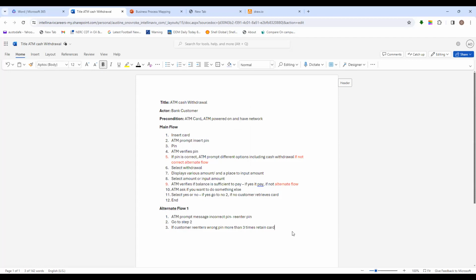Now, we have another alternate flow. Can we put that alternate flow? Verify balance. That's number 9. Flow 2. Let me keep that one as an assignment.